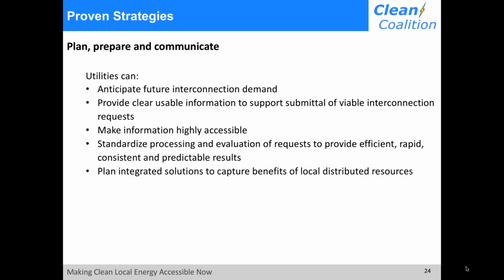And they can plan integrated solutions to capture benefits of local distributed resources, looking for ways in which distributed generation can support the grid, including the use of advanced inverter functionality, and to coordinate with energy storage, advanced demand response, electric vehicle charging, etc. Next slide.